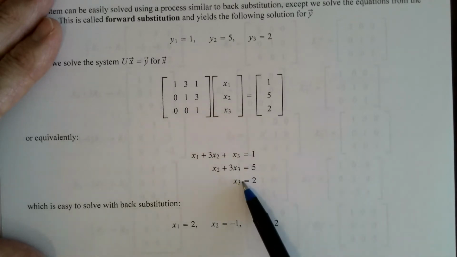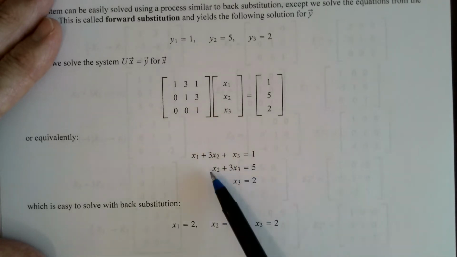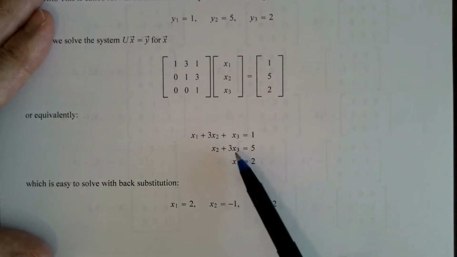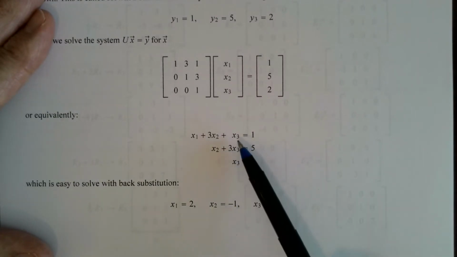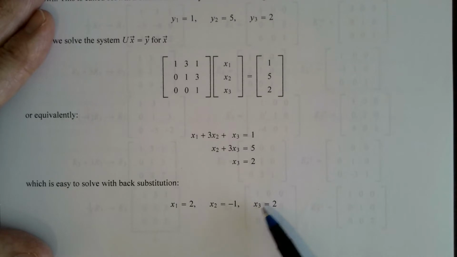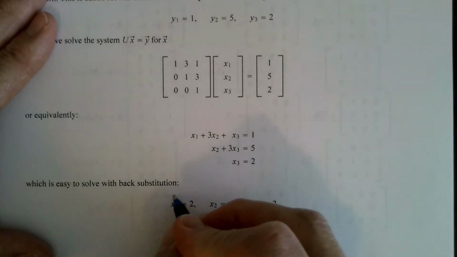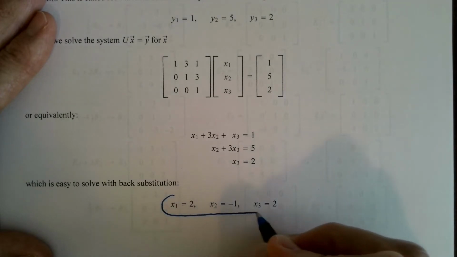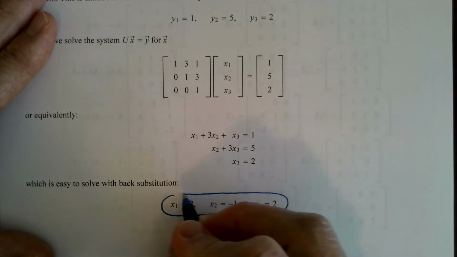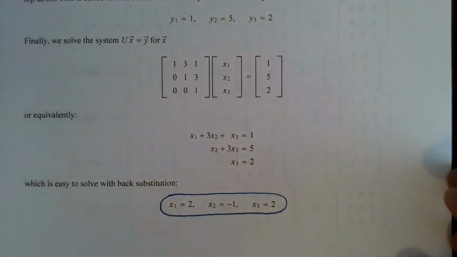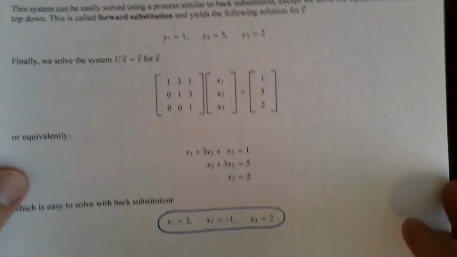Notice x3 is 2. Plug in x3 is 2 here, I get x2 is negative 1. Plug in negative 1 for x2, 2 for x3, I'll get x1 is 2. And this is the actual solution we were looking for to the original system. And we can check and confirm that. So that is the way we use an LU factorization to solve the system.